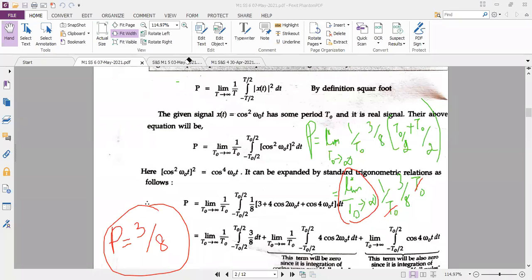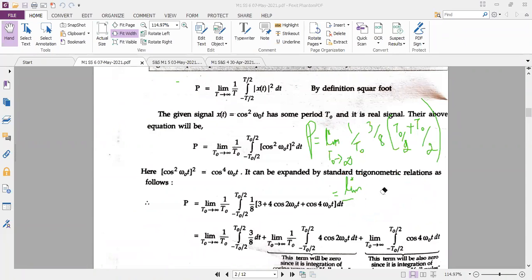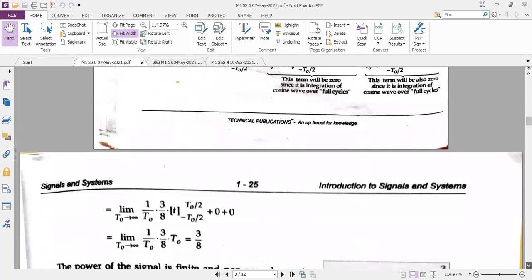Any doubts in this? Power is 3 by 8. You tell me, even for the power signal, P should be between 0 and infinity. It should be greater than 0, it should be less than infinity. Is it obeying the condition of power? Can I conclude that it is a power signal with a power equal to 3 by 8?